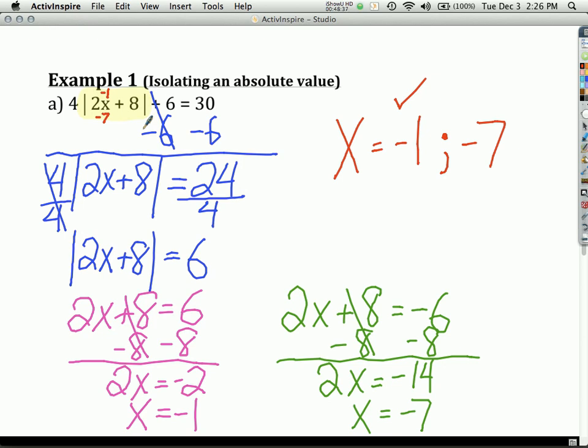Michaela? The 6, because distance is always positive. So the absolute value of negative 6 is also 6. So we end up with 4 times 6 is 24, plus 6 is 30. So we just proved that this works as well. So these are the two solutions to the equation. Does anyone have any questions on how we did that?